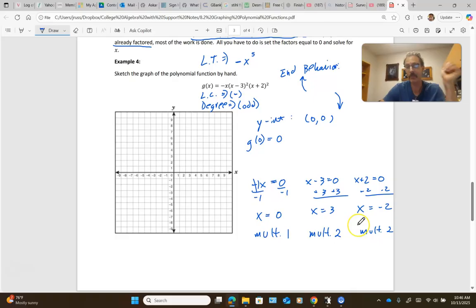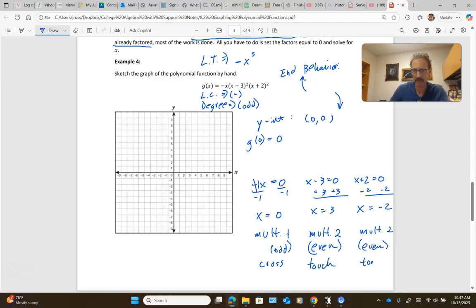Now, why is this important? Because this tells us whether the function crosses or touches at these values. So when the multiplicity is odd, I'll just remind you the function will cross. So the function is going to cross at 0. When the multiplicity is even, like with these last two zeros, the function will touch or is tangent to the x-axis. I just put touch.